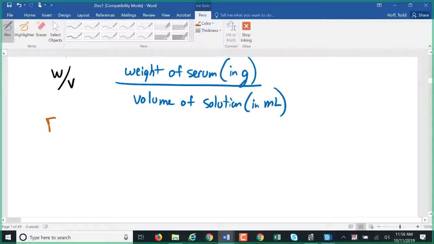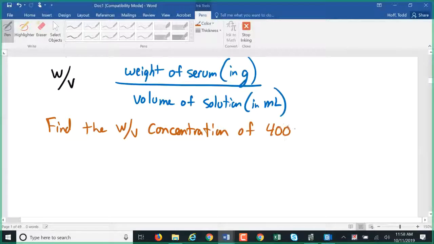So if I ask you to find the concentration, find the weight and volume concentration of 400 milligrams of serum in an 800 milliliter solution.